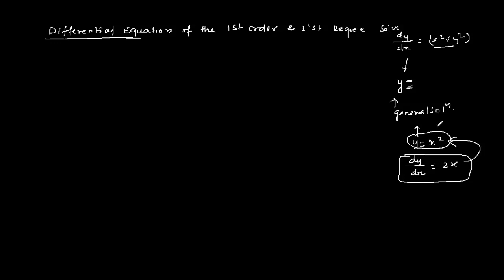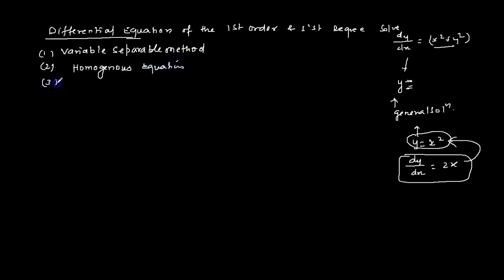There are various methods which we use here. The first one is called the variable separable method. Then homogeneous equations. And linear equations of first order. And the fourth one is exact equations, exact differential equations.